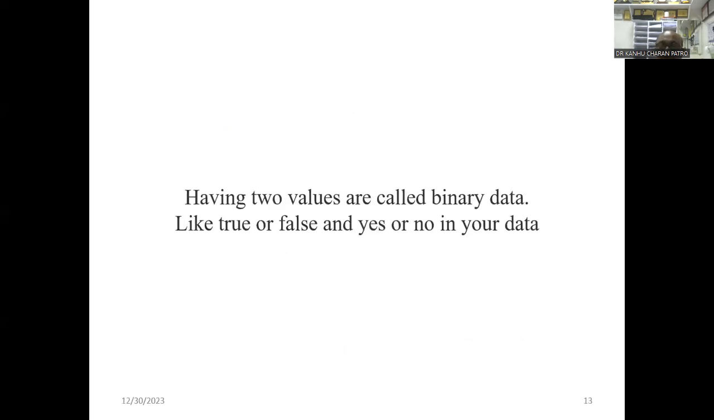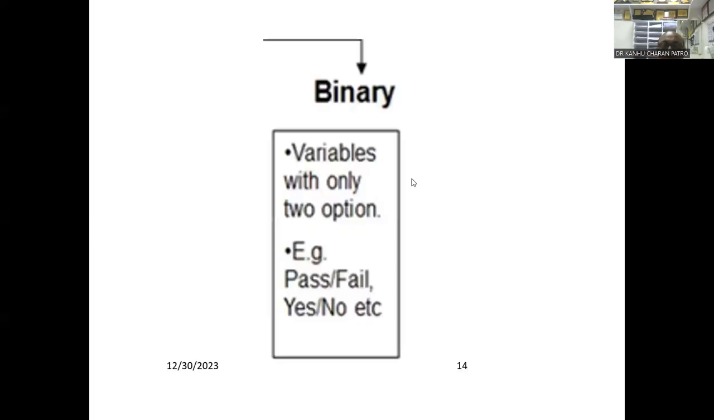Having two values is called binary data. Sometimes we get data as yes or no, true or false. Like that, various things are there. That is called binary data, like pass, fail, yes, no, true, false. When they have two options, it is called binary data.